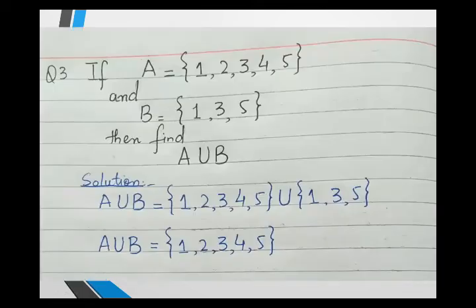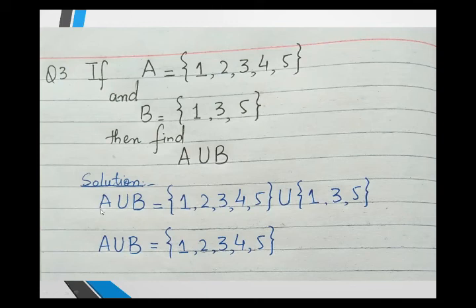Now students, here is an example related to the proper subset. If we have a set A equals to 1, 2, 3, 4 and 5, and we have a set B equals to 1, 3, 5. As you see students, these numbers belong to set A. So this is a proper subset of set A. Then we find A union B. And how do we find the union with a proper subset?